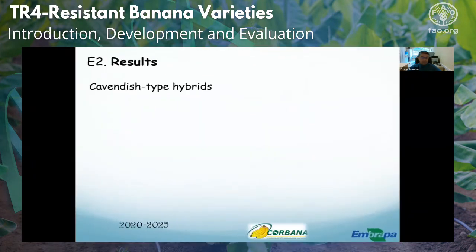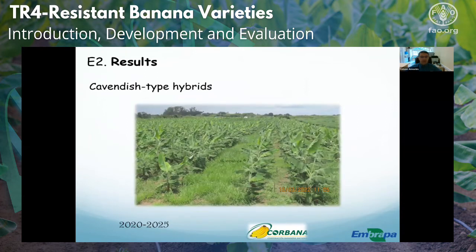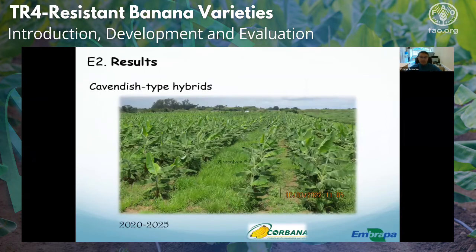The first partnership is between Corbana and Embrapa. We have one project aiming to develop Cavendish type hybrids. The first crossing will start in July of this year. This project is 5 years long. We started in October 2020, and we finish in 2025.